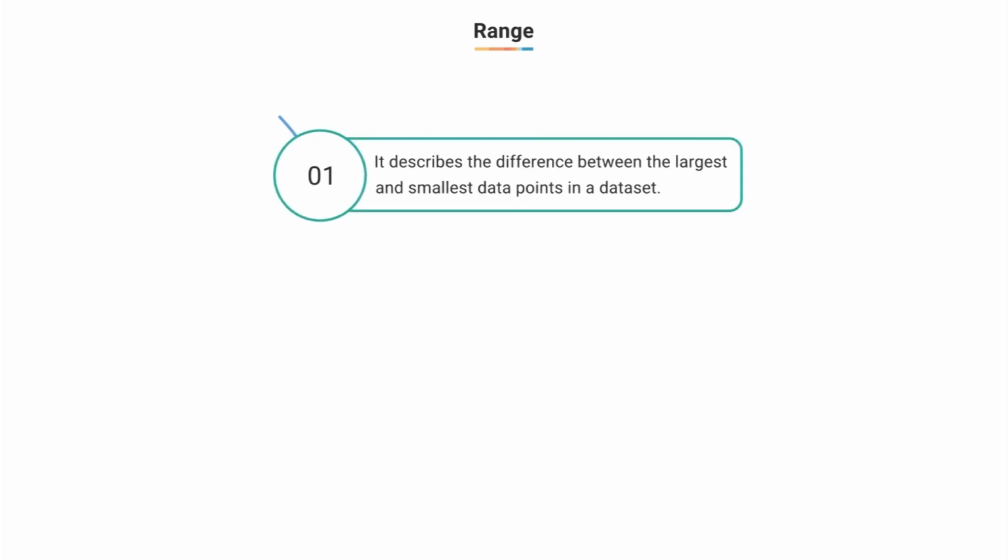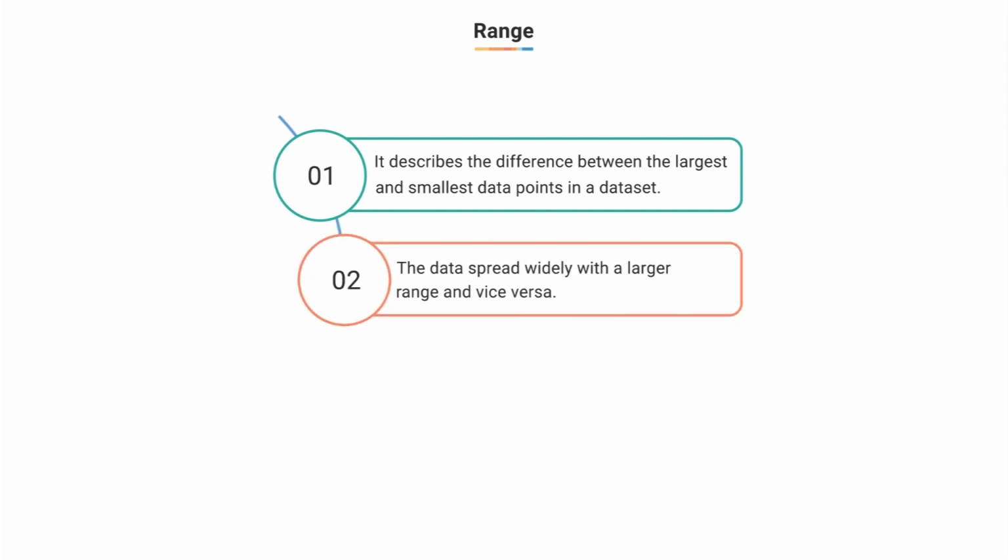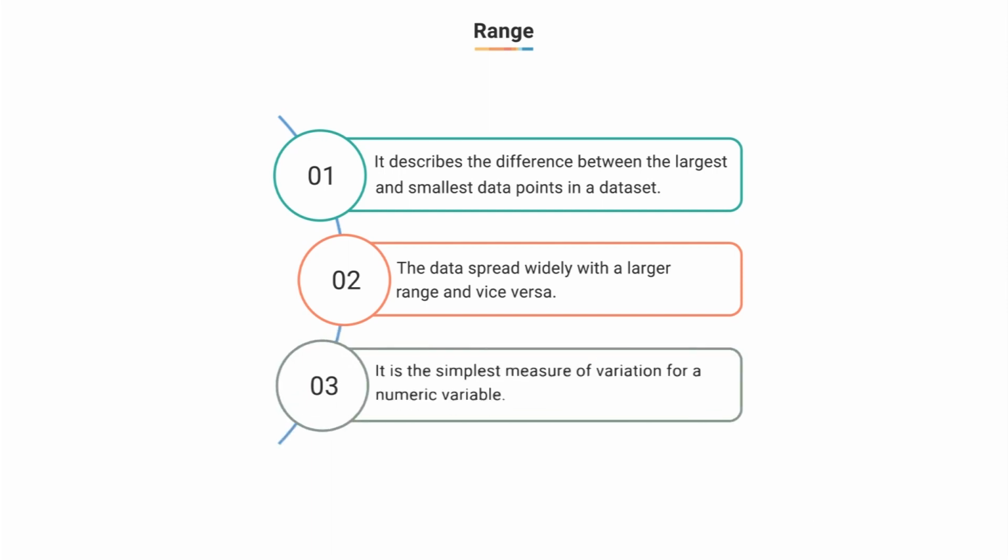We'll start with the measure of range. Range describes the difference between the largest and smallest data point in our dataset. The bigger the range, the more the spread of data, and vice versa. It is the simplest descriptive measure of variation for a numerical variable. The formula of range is quite simple. It is range equal to largest value minus smallest value in the sample.